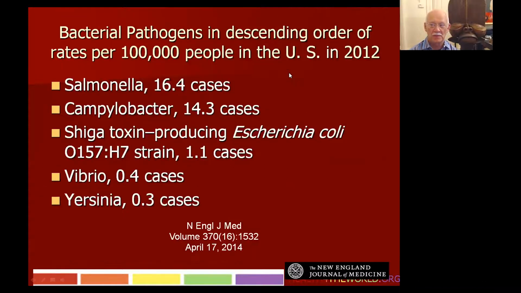Bacterial pathogens, in descending order of rates per 100,000 people in the US in 2012, are shown below. Salmonella, out of 100,000 people, 6.4 cases. Campylobacter, 14.3. Shiga toxin producing Escherichia coli, 1.1 case, and smaller numbers of Vibrios and Yersinia. This is from a review article from the New England Journal.